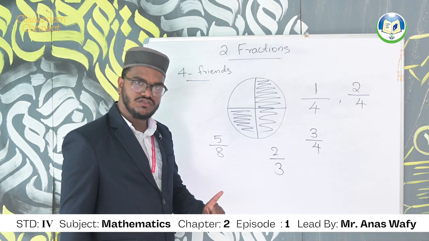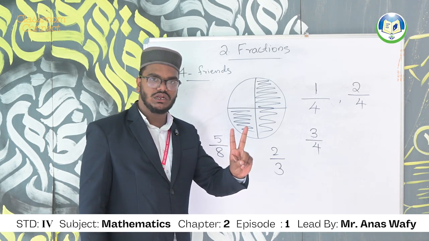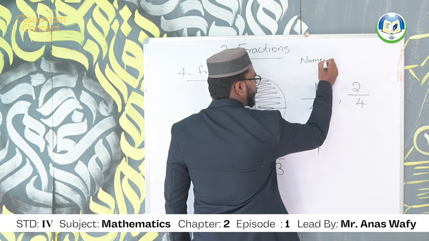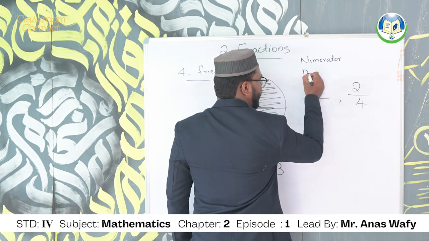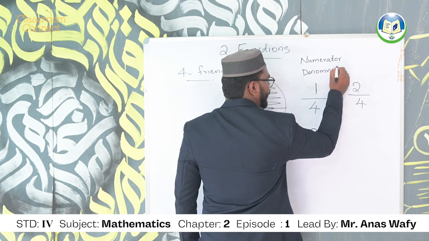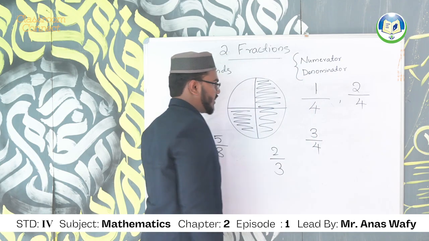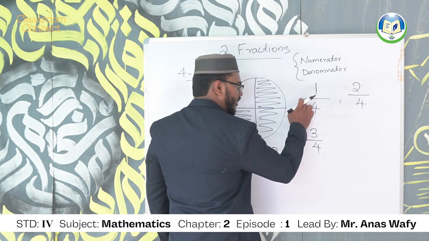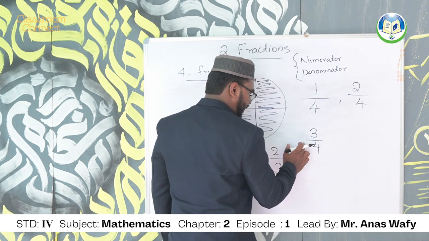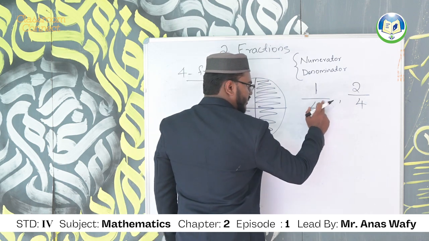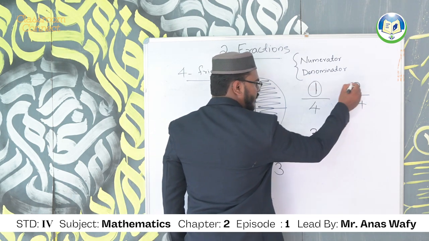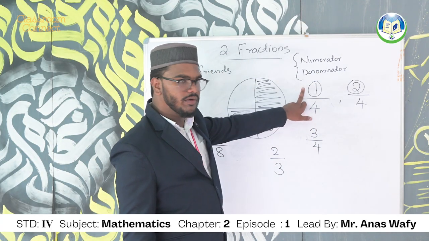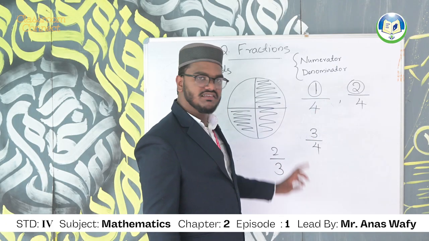Here, one more thing we are going to study about fractions. There are 2 parts in a fraction, a numerator and a denominator. Numerator is the number which is above the line. In every fraction we can see a line, and the number above the line, here 1, here 2, all these numbers are called numerator. So here 1 is the numerator, here 2 is the numerator, here 3 is the numerator.